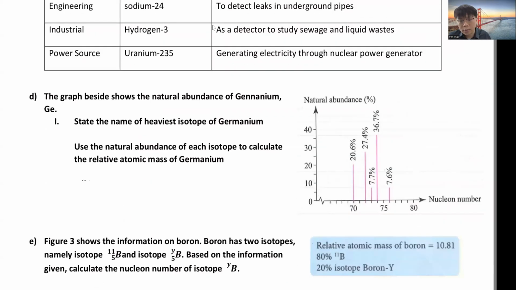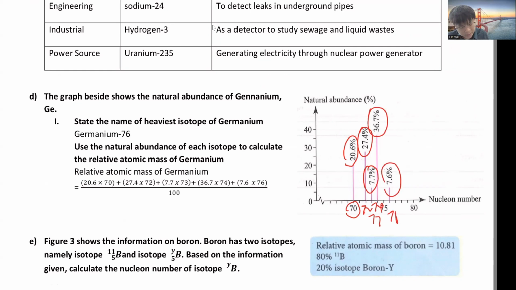Then, okay, this one is a percentage. You can see that here 70 is 20.6%. Then this 72 is 27.4%. 73 is 7.7%. 74 is 36.7%. Then 76 is this percent. So you can just add up everything, divide, and you get the average.